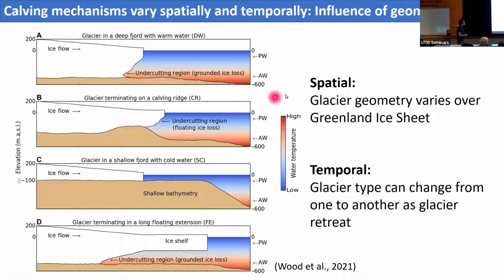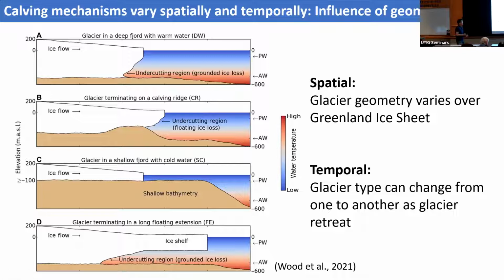And because the glacier geometry varies among different glaciers over the Greenland ice sheet, that's where the spatial variation comes from. And over time, as a glacier retreats, its geometry can change, making the glacier go from one type to another. And that's where the temporal variation comes from. For instance, the largest glacier, Jakobshavn, used to have a huge ice tongue, like it is in this tab, but nowadays it has lost its ice tongue completely, and now it has become a rounded glacier in deep fjord water.